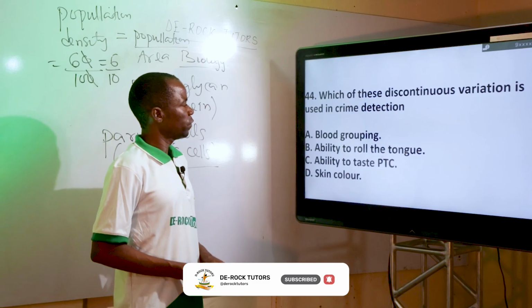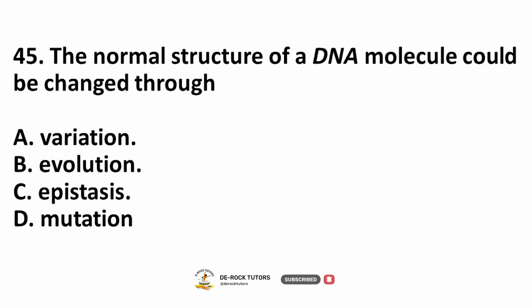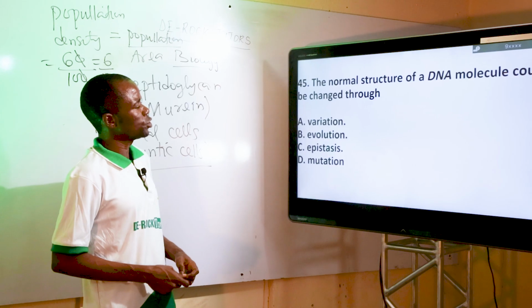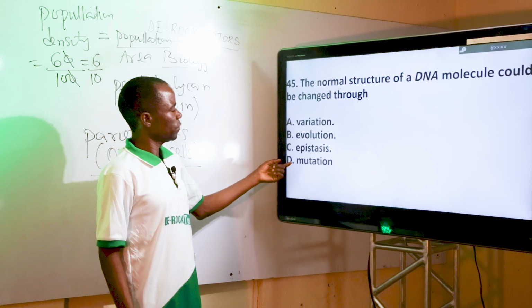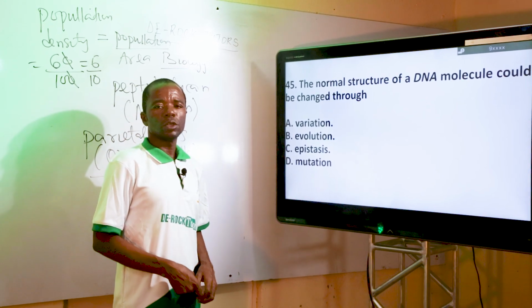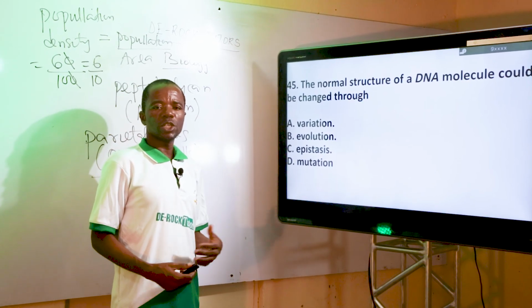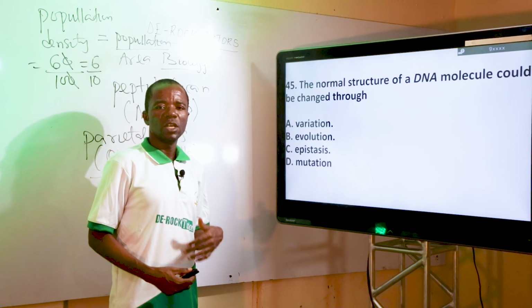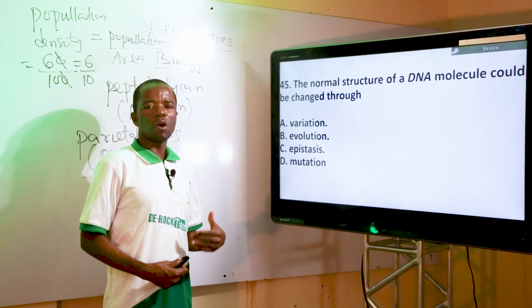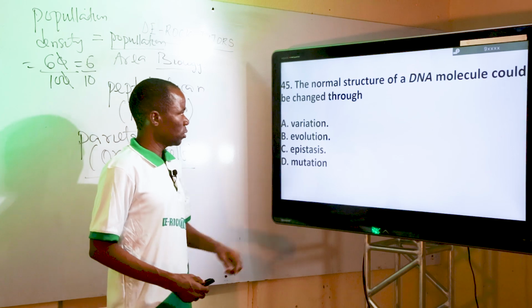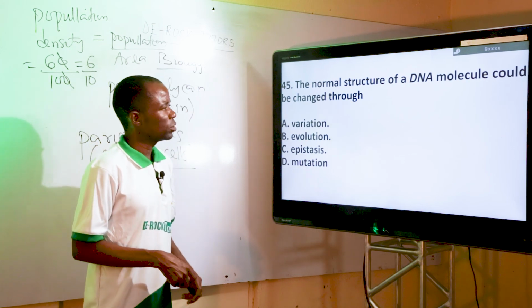Let's go to number 45. The normal structure of a DNA molecule could be changed through dash. The correct answer for this is mutation. Even by definition, mutation is a sudden change in the structure of a gene or chromosome. So the correct answer for number 45 is option D.